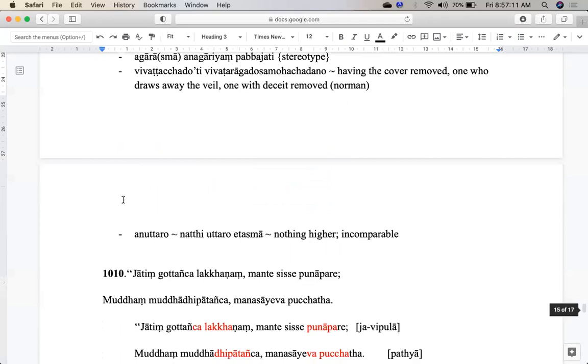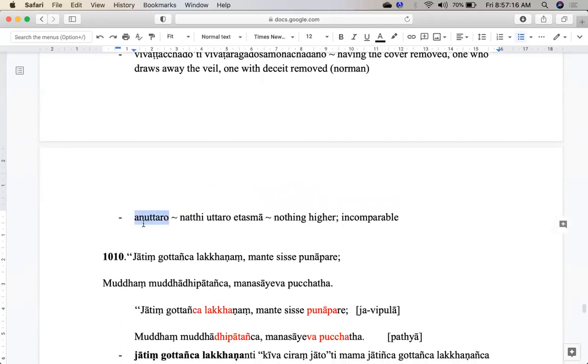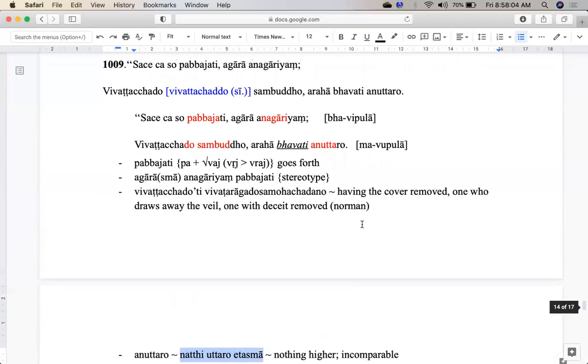That anuttaro we should also understand here. Anuttaro is not in the sense of uttara meaning higher, not that meaning. Actually the meaning is natthi uttaro etassa: there is no one higher than him. Nothing higher. That means incomparable, the highest one. Maybe it is an order; if we divide it, the meaning is opposite, but it is a little bit strange. So the meaning of anuttara is that there is nothing or no one higher than him. So an incomparable arahant. He will be an arahant, but incomparable. That means the Buddha.